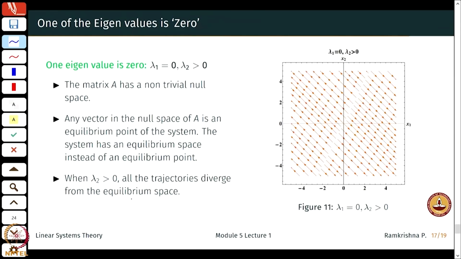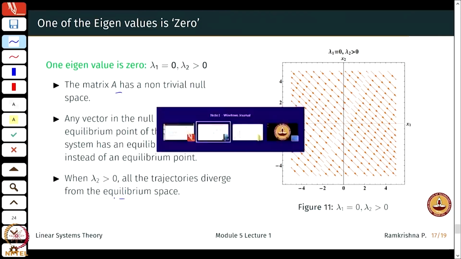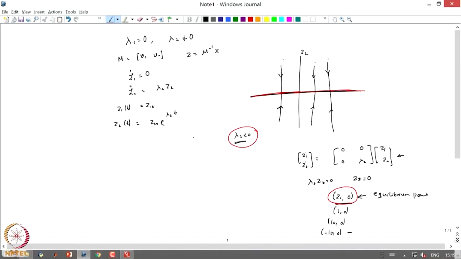Next, what if lambda 2 is greater than 0? Everything will be the same: the matrix A will still have a non-trivial null space, and any vector in the null space of A is again an equilibrium point. The only thing that will change is that all the trajectories diverge from the equilibrium space. Let me draw it here. This is z1, this is z2, and this will be my trajectory. All trajectories will go away from the equilibrium space. The equilibrium space is the entire horizontal axis in this case.